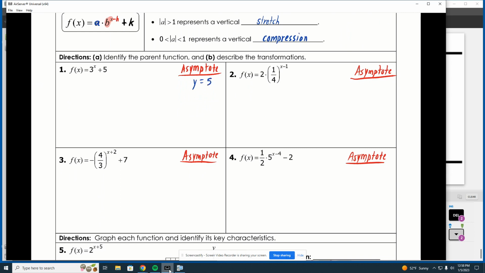Guys, this is number 2. Vertically shift? Nope, nothing's being added or subtracted on the outside. So what's its asymptote? It stays 0. How about number 3? Y equals 7. How about number 4? Y equals negative 2. See how easy that is? The vertical shift controls the asymptote.